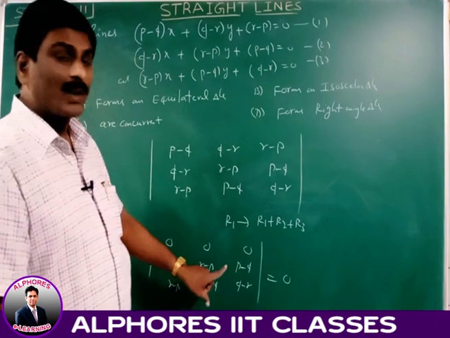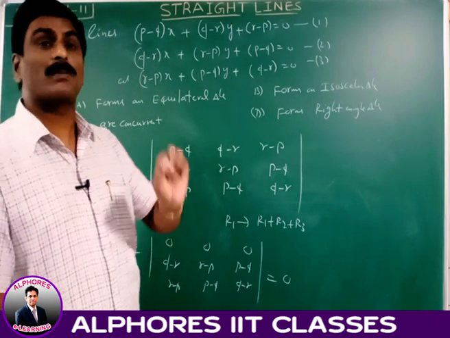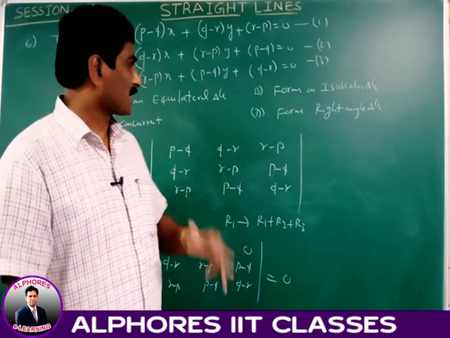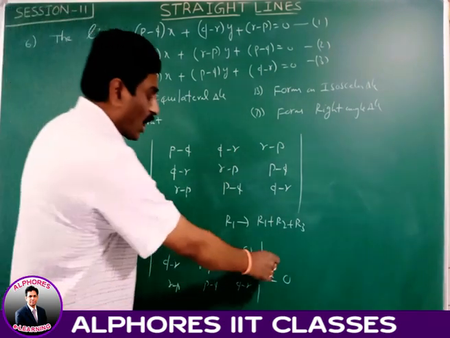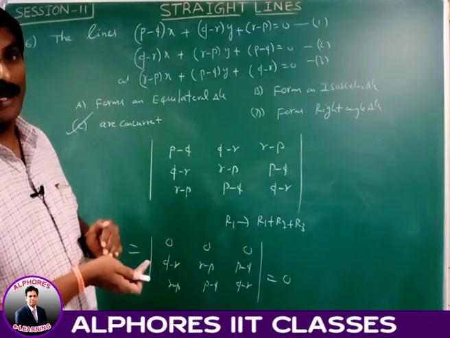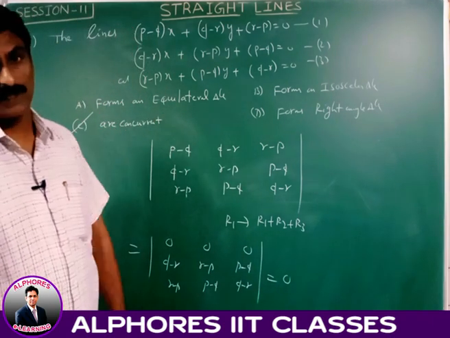Therefore, the given 3 lines must be concurrent. So, what is the option? These are concurrent. If this value is not equal to 0, then they form a triangle. We find the options. Okay.